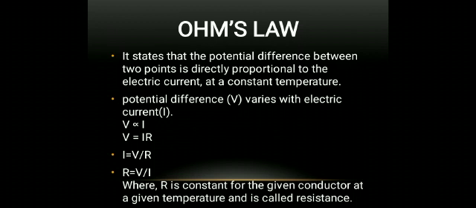If we remove the proportionality sign, we get V is equal to IR, where R is the constant of proportionality. If we want the value of I, then I is equal to V by R. Or if we want to know the value of R, the resistance, then the formula will be V upon I. So R is a constant for a given conductor at a given temperature and it is called the resistance.